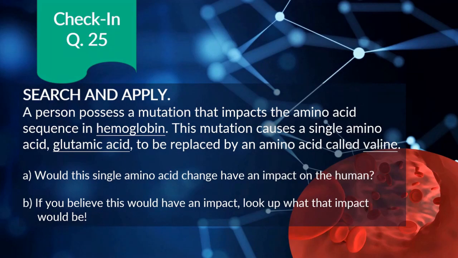So let's dive in. A person possesses a mutation that impacts the amino acid sequence in hemoglobin. This mutation causes a single amino acid, glutamic acid, to be replaced by an amino acid called valine. First, would the single amino acid change have an impact on the human? What do you think? If you believe this would have an impact, go ahead and look up what that impact would be. I think you'll be surprised. All right, and if you learn anything interesting while on this endeavor, feel free to share that too. Sound good? Okay, best of luck.